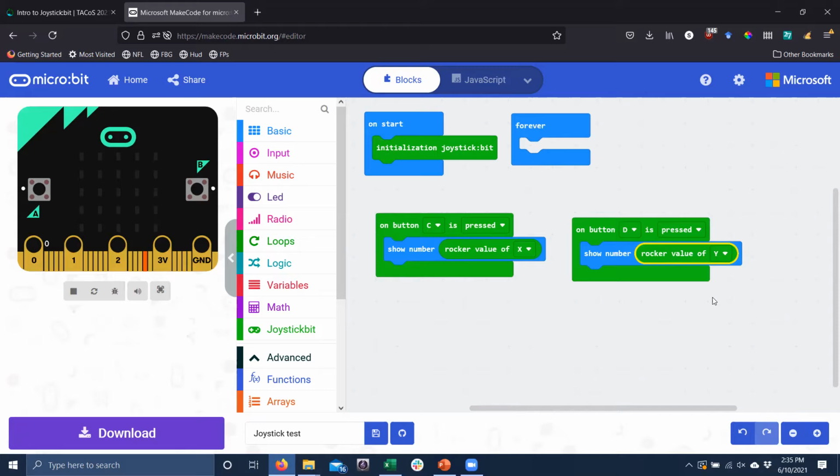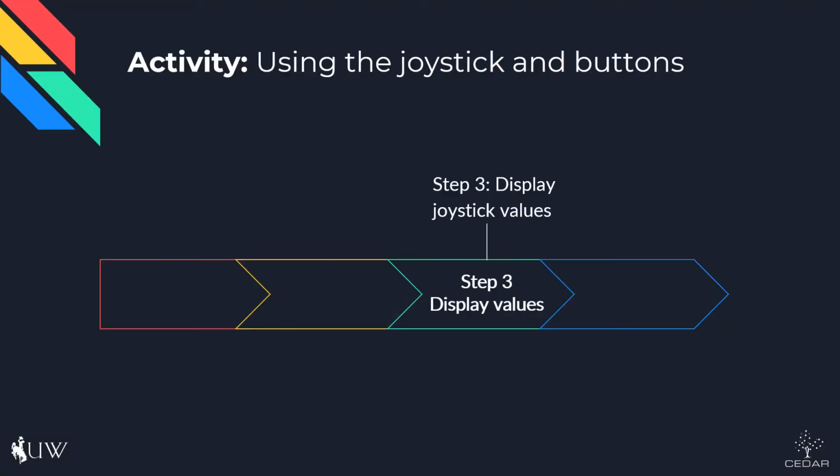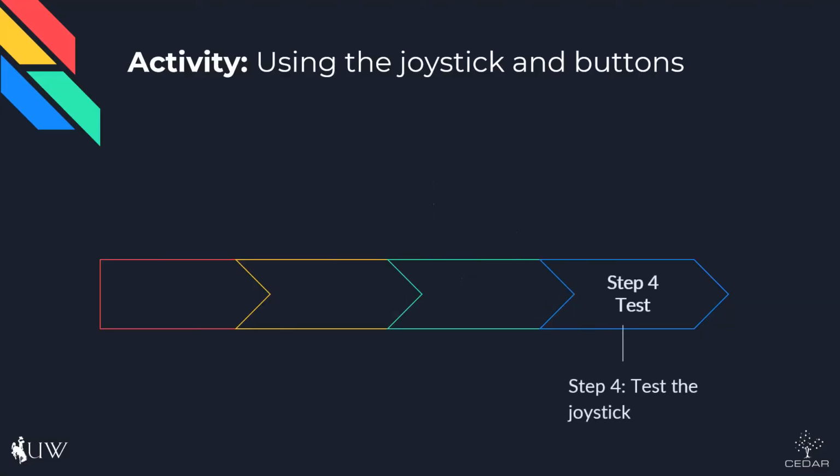We can use this code to check our rocker value of X when we push C and the rocker value of Y when we push D. Step 4. Let's download our code and test our joystick. Go ahead and download your program onto your microbit and let's test it out. Push your joystick all the way to the right and push C. Push it all the way to the left and push C.